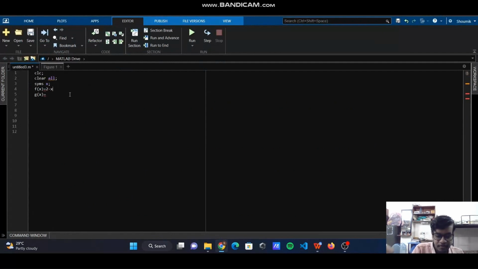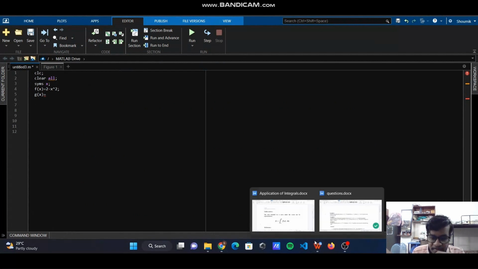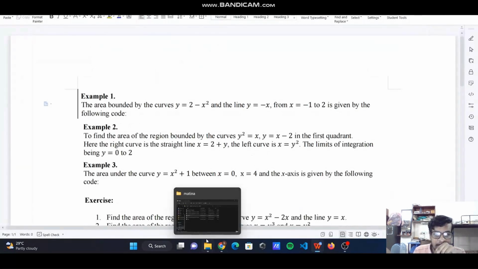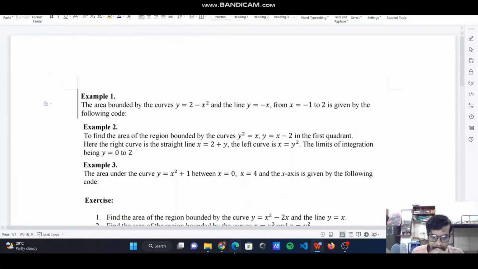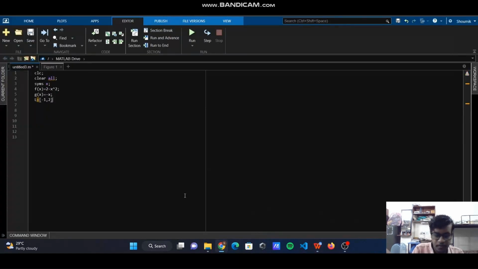Okay, so let's take f of x equal to minus x square and g of x equal to minus x. Let us define the limits. L equal to -1 to 2, a equal to L of 1, b equal to L of 2, and area equal to int f of x minus g of x, x, a, b. Beautiful. Now display area.